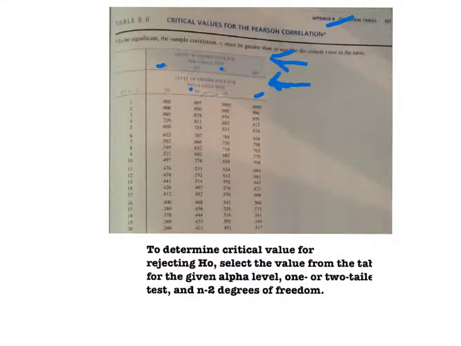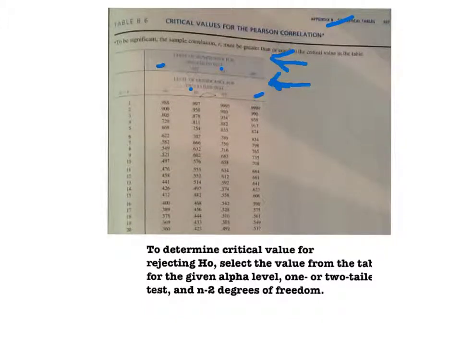So in other words, if you have a two-tailed test of the hypothesis and you have 10 observations, or 10 pairs of observations rather, that gives you 9 degrees of freedom. If you have an alpha level of 0.05, that means that the critical value for rejecting the null hypothesis is going to be 0.602. This value right here.